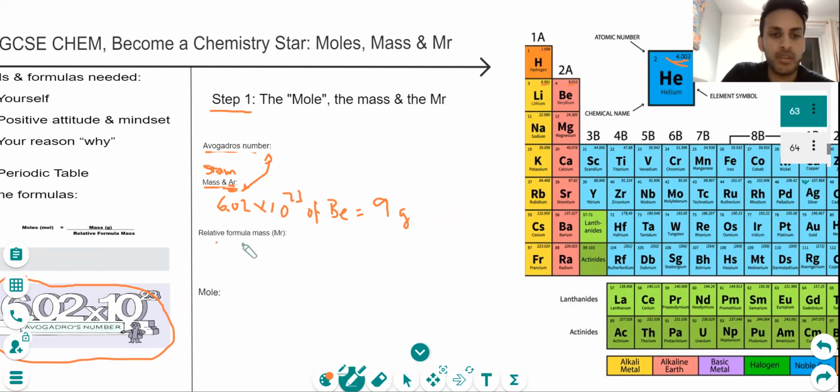So now for the relative formula mass, as I mentioned, this is what we use for molecules. So for example, for H2O, we have CO2, HCl. It doesn't really make sense to just talk about the relative atomic mass because these aren't atoms, these are molecules. These are comprised of atoms though. But the concept is essentially the same.